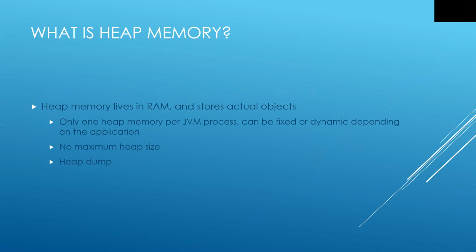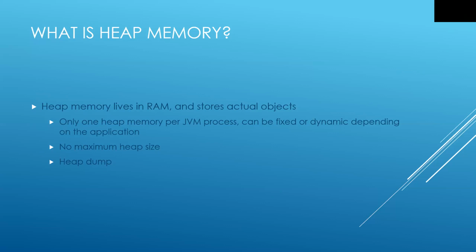So, what is heap memory? Heap memory lives in RAM. We talked about RAM yesterday, and it stores the actual objects used for a program. So, in this case, it's going to store whatever you're using in your process and whatever's needed at that point in time that's going to live in the heap. With that said, there's only one heap memory per JVM process.